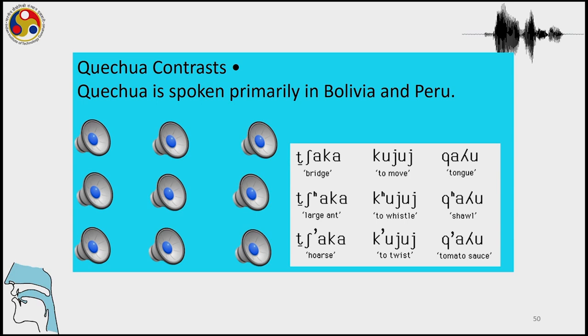We will come to the symbol which is used here, that is the apostrophe that is used to show these sounds.